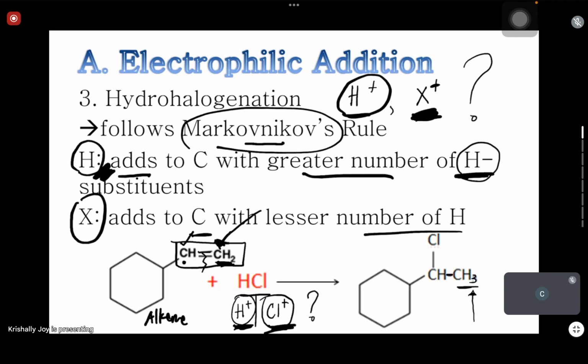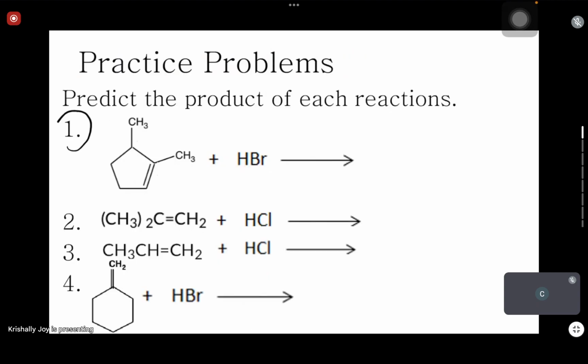So based sa Markovnikov's rule, add the hydrogen to the carbon with greater number of hydrogen substituents. So ito, lesser man, yung nasa left ng carbon lesser, yung hydrogen niya, doon naman mapupunta yung chloro. Okay, so that's all about Markovnikov's rule. Sige, let's have another example. Let's have number 1.